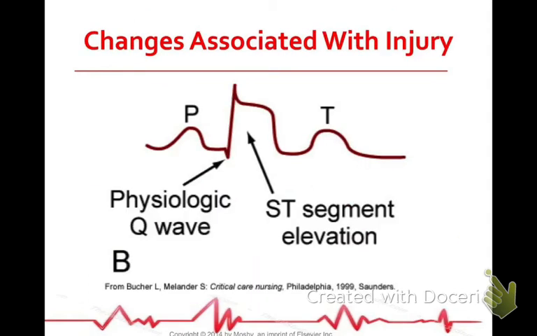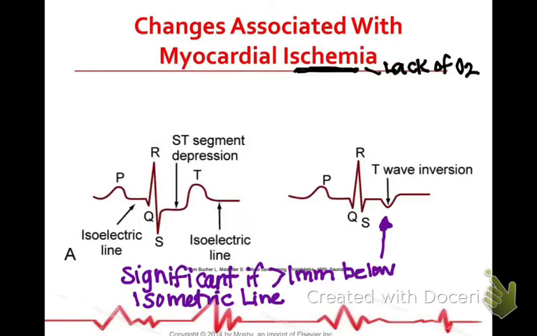And this is injury. You see how the T-wave is really a hump, it's like a hump. You can't even see the QRS. So your QRS is kind of disappeared with the hump there.